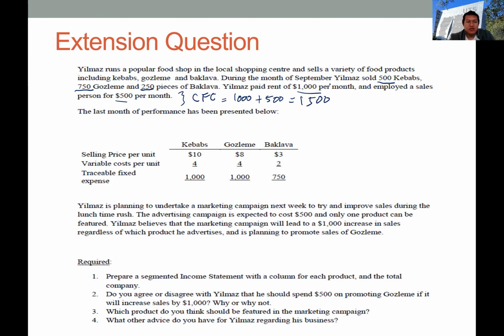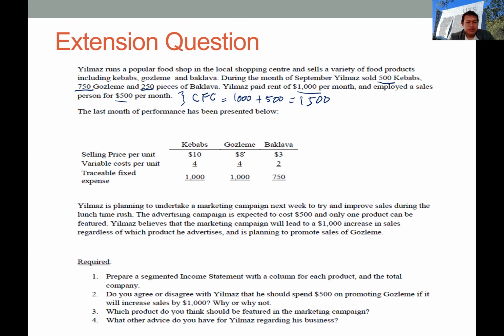Okay, and we also know the selling price per unit. So kebabs $10, gozlimi $8, baklava $3. Variable cost per unit, so $4, and $2. And traceable fixed expense 1,000 for kebabs, 1,000 for gozlimi, and 750 for baklava.